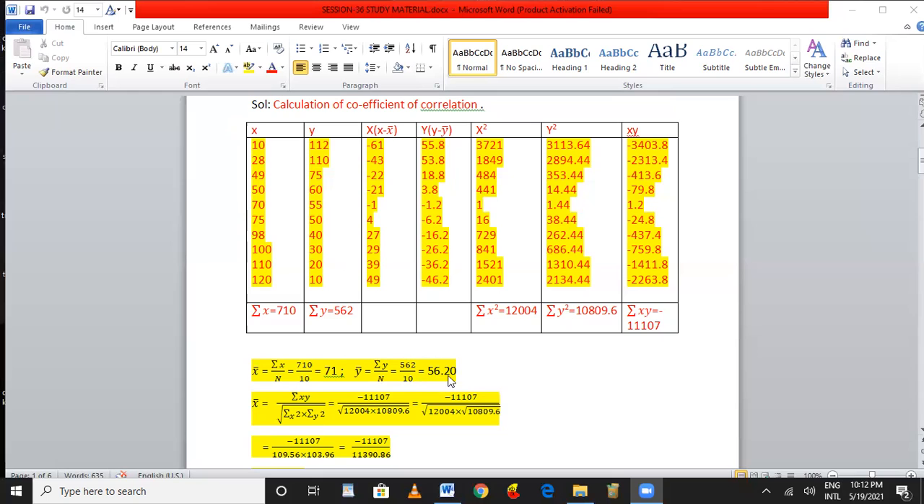40 minus 56.2, minus 16.2. 30 minus 56.2, minus 26.2. 20 minus 56.2, minus 36.2. 10 minus 56.2, minus 46.2. So the x values are the deviations taken from the arithmetic mean of the X series, and the y values are the deviations taken from Y bar, and these deviations have to be squared.